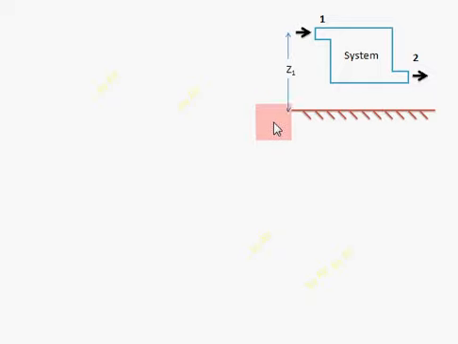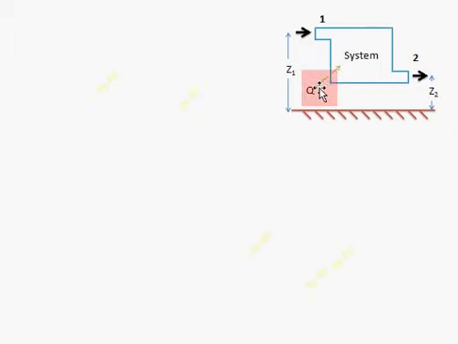Now just consider a ground level as indicated in the figure. With respect to the ground level, the entry point's height can be defined as Z1. Similarly, we can define the height of the exit point with respect to the ground level as Z2.